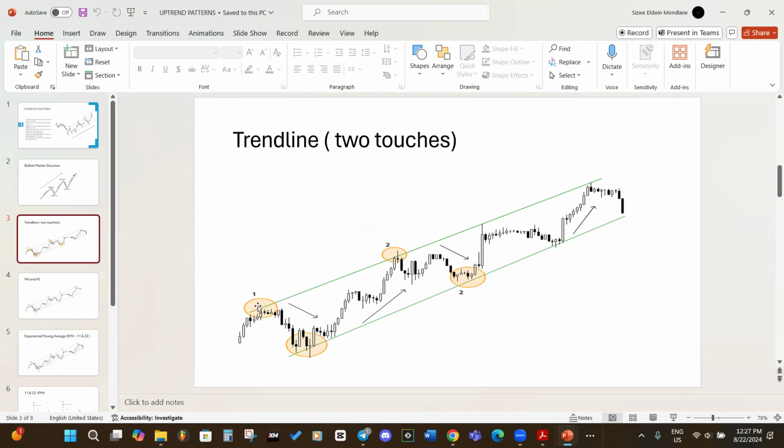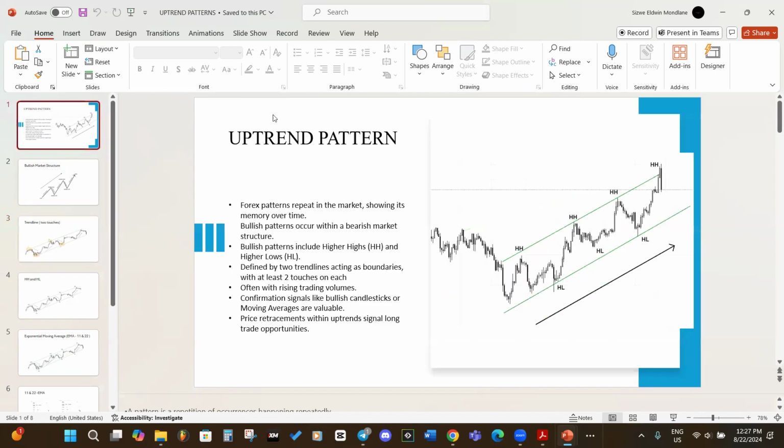So you can see we have two touches at the top and two at the bottom. One here, second one here. One here, second one here. Same thing: retracement, impulse, retracement, impulse, retracement. But overall, we're pushing upward. Hence, this is what an uptrend pattern looks like.